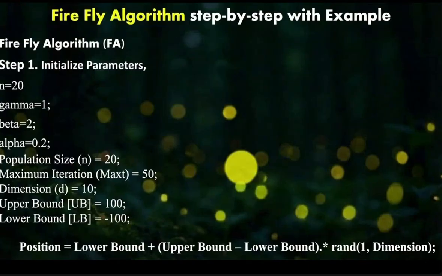Thank you, Dhruva. Let's have a walkthrough over a numerical example to see the Firefly algorithm in action. Basically, we are using a minimization problem. As the first step, we initialize parameters. We initialize the population size to be 20, gamma to be 1, beta to be 2, alpha to be 0.2, the upper bound to be 100 and the lower bound as minus 100. We calculate the initial position as lower bound plus (upper bound minus lower bound) times a random number, with dimension d, which is 10.